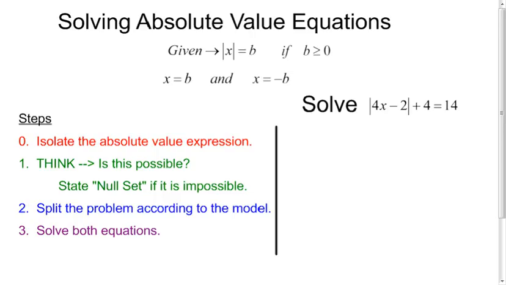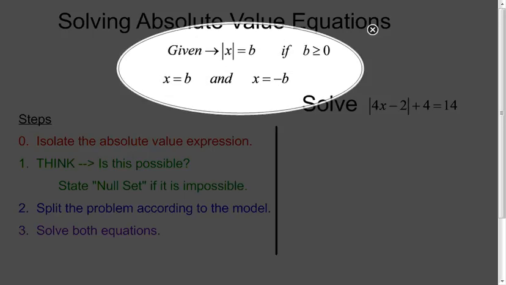I want to put a little focus on this idea at the top. Let's see what this says. It says, given the absolute value of x equals b, if b is greater than or equal to 0, x will be equal to b, and x will be equal to negative b. This model becomes decently important for how we're going to attack solving absolute value equations. There are a few more nuances when you actually get into the problems, but they involve skills that you should have from your basic algebra.